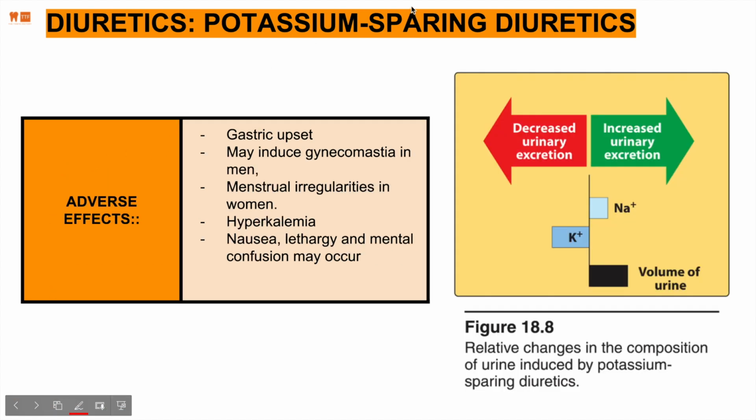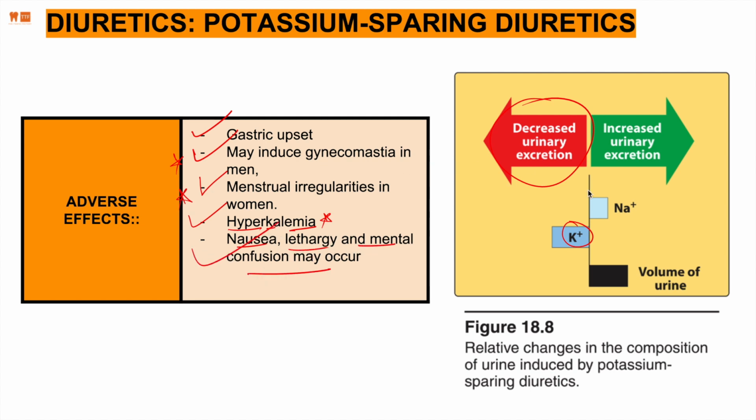Adverse effects of potassium sparing diuretics: gastric upset, may induce gynecomastia in men, menstrual irregularities in women, so lots of hormonal problems. Hyperkalemia, because it decreases urine excretion of potassium, there's going to be more potassium in the blood. Hyperkalemia. Nausea, lethargy, and mental confusion can also occur. Relative changes of composition of urine: increased urinary excretion of sodium and water, but decreased urinary excretion of potassium.